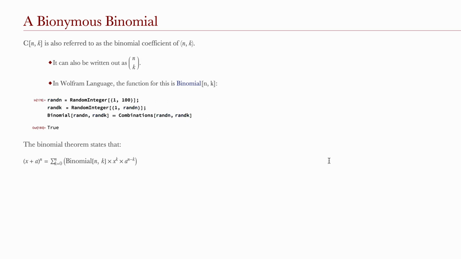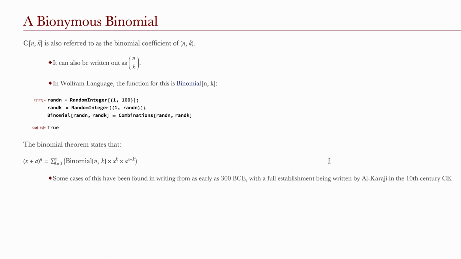Now, an important place this is used is the binomial theorem, which states that for a polynomial x plus a to the power of n, the value of that polynomial will be equal to the sum from k equals 0 to k equals n of the binomial coefficient of n, k times x to the power of k times a to the power of n minus k. Something that's interesting about this is there have been cases of this found in writing from as early as 300 BCE, with a full establishment being written by Al-Karaji in the 10th century CE, which is really early for something this big.